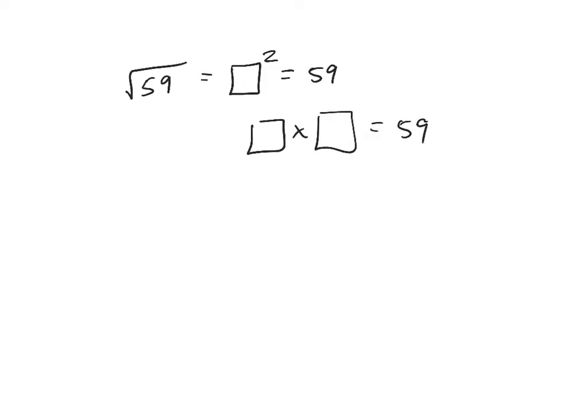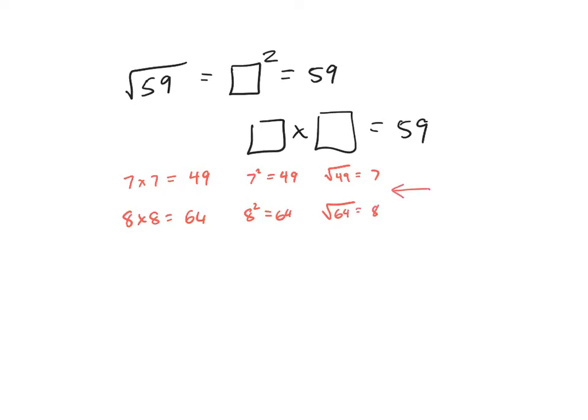Let's say we're trying to find the square root of, let's do 59. That means what number squared equals 59, or what number times itself equals 59. I don't know any number times itself that equals 59, but I do know numbers times themselves that are close to 59. I know 7 times 7 is 49. So 7 squared is 49, and the square root of 49 is 7. And I know 8 times itself is 64. So 8 squared is 64, and the square root of 64 is 8.